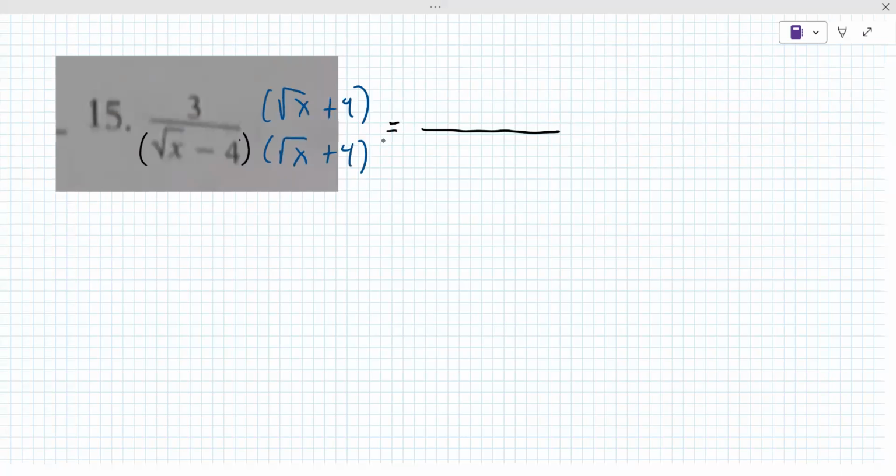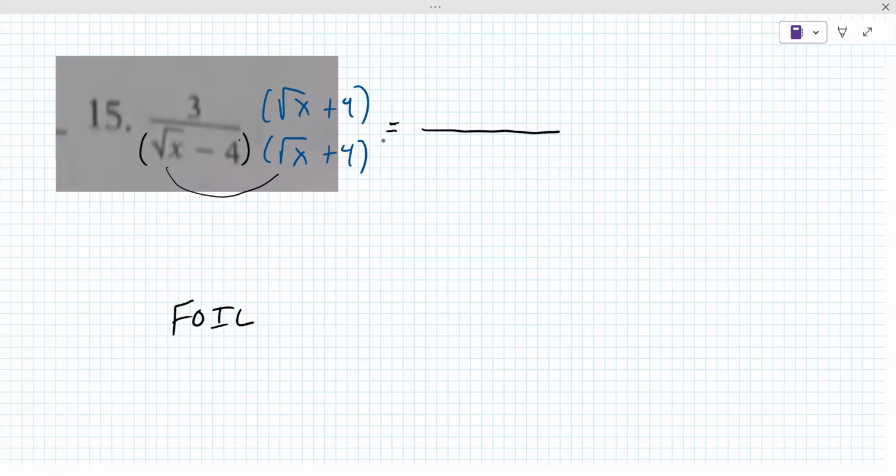All right, so on the bottom, we're going to use FOIL. Do you remember that from earlier in this course, FOIL? So we're going to have to FOIL the bottom one. Think of it as first: the square root of x times the square root of x. Can you tell me what that becomes?